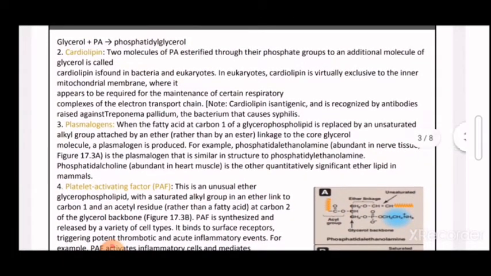Cardiolipin is found in bacterial membranes, so they are antigenic, which means they can be recognized by antibodies, so that we can form antibodies against these bacteria, which is an advantage.